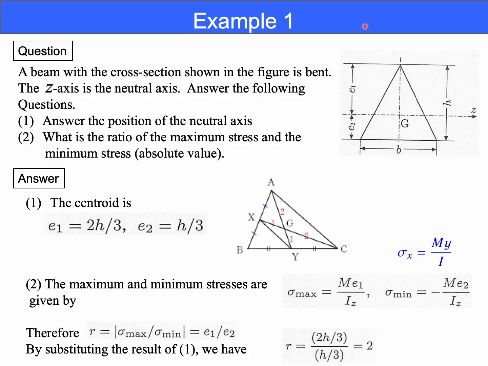The second question is the ratio of maximum to minimum stress. The bending stress formula is this: sigma equals My over Iz, sorry, z is missing. So the extreme stresses become sigma x max equals M E1 over Iz, since E1 is larger, that is the maximum stress, and the minimum stress is minus M E2 over Iz.